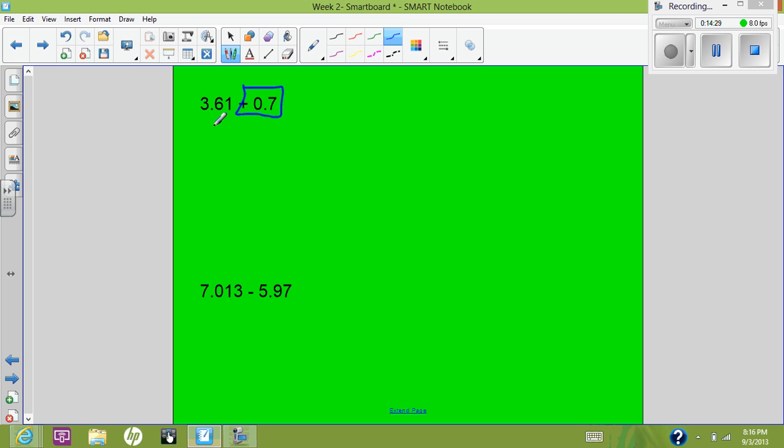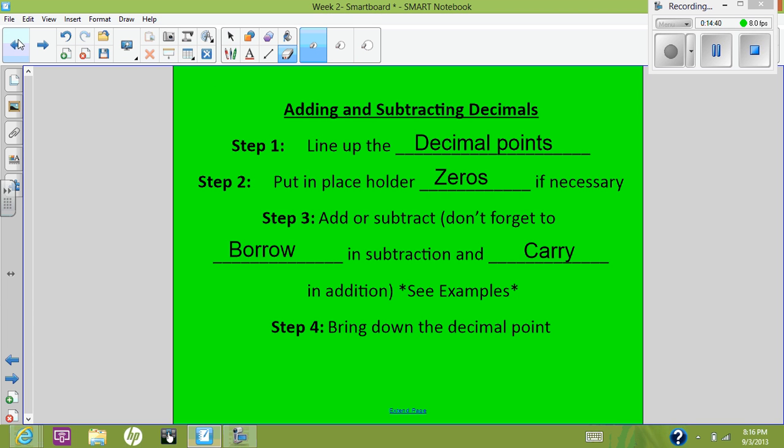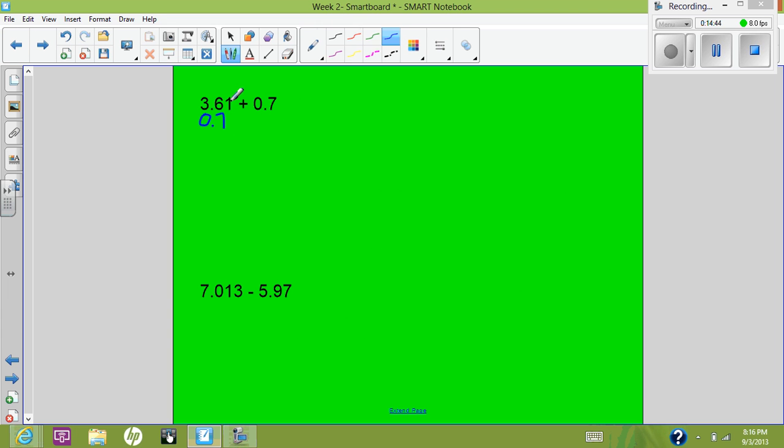So I'm going to put the decimal point right there. I have my 0 and I have my 7. Okay? Step number 2 is to put in placeholder zeros if necessary. In this case, I'm going to go ahead and put a placeholder 0 in because I don't have any numbers under my 1 and I don't want to get confused. So I'm going to put a 0 in right there.